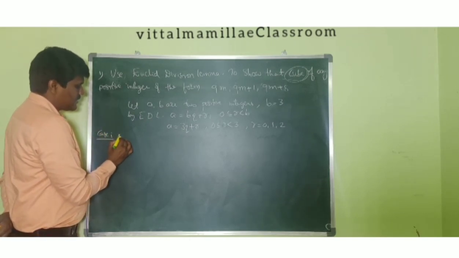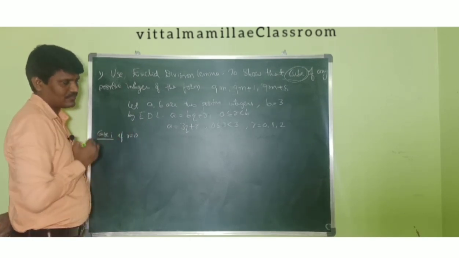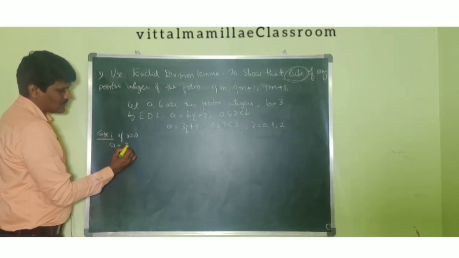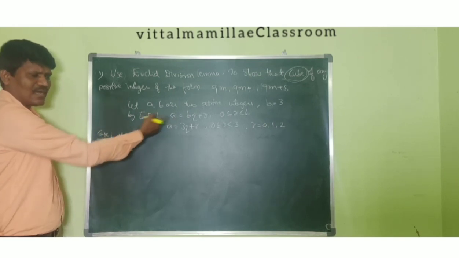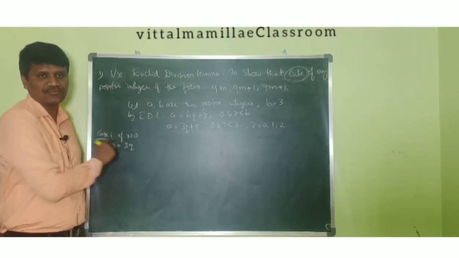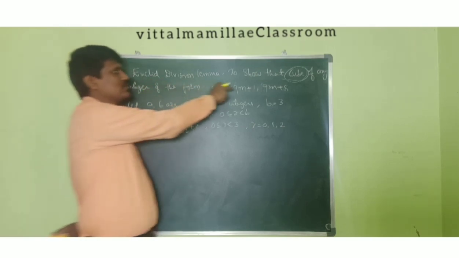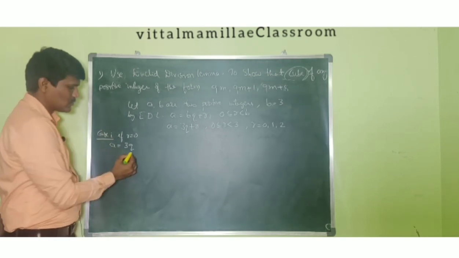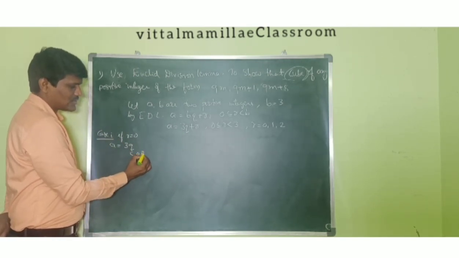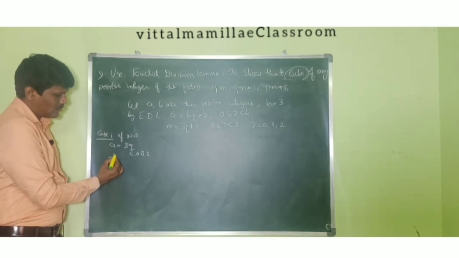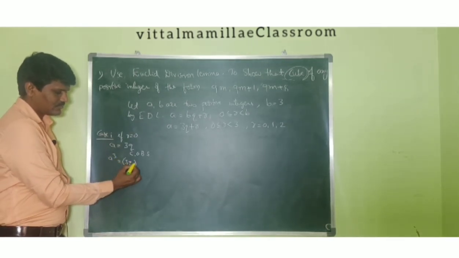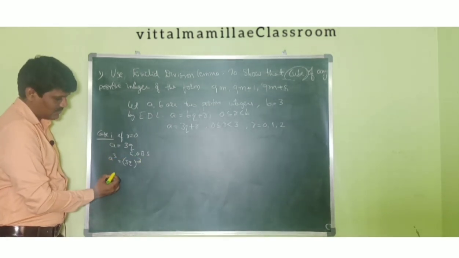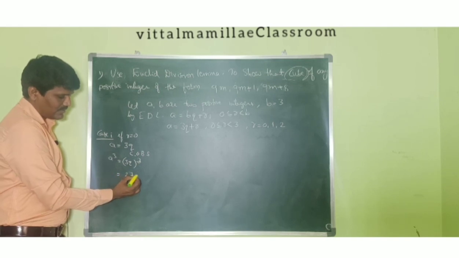Case 1 is if r is equal to 0. So if r is equal to 0, what will we get? a is equal to 3q plus 0, which is nothing but a is equal to 3q. Now the question is to show the cube of any integer. So for the cube, we cube both sides. You will get a cube is equal to 3q whole cube, which you can write as 27q cube.